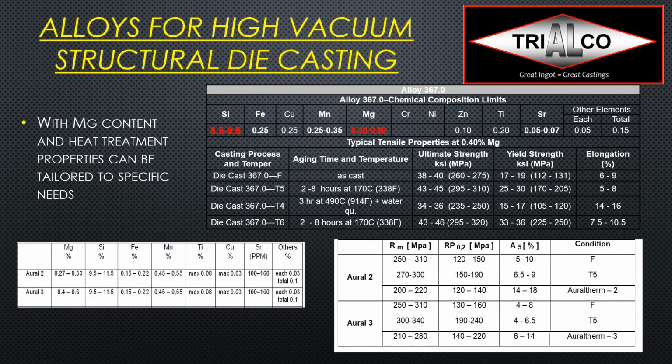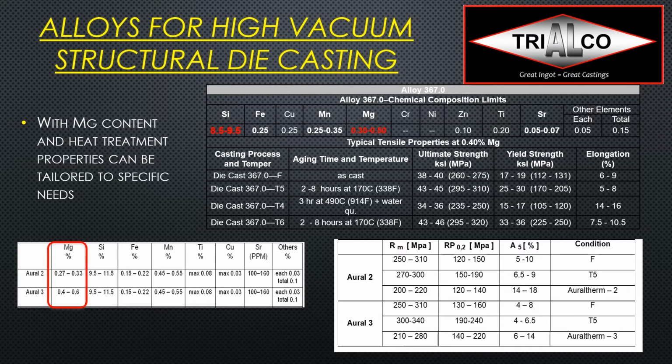Very similarly, we see this here with the Aural alloys, although it's registered both under A365. Aural 2 is the low magnesium, usually 0.3% magnesium, and Aural 3 is the high magnesium. So it can be confusing. Aural 2 is 0.3 magnesium, and Aural 3 is 0.5 magnesium. And we can see that on the right here with the properties very easily.